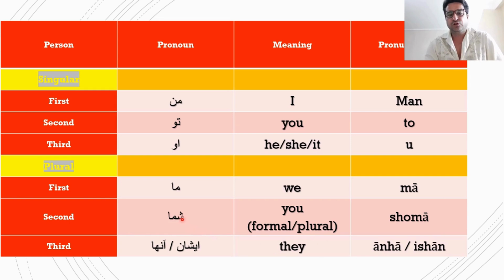So as you can see here for shomā, sometimes we use shomā when we are actually talking to one person, not to two or three persons in front of us, because we are trying to be respectful, or that person is in a higher rank than us. And they, as I said, ānhā, or ishān. Good. Now again, let me explain more on these in the next slide.